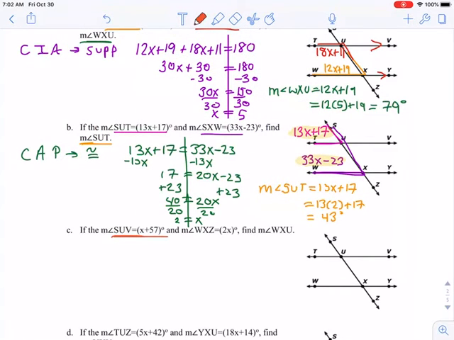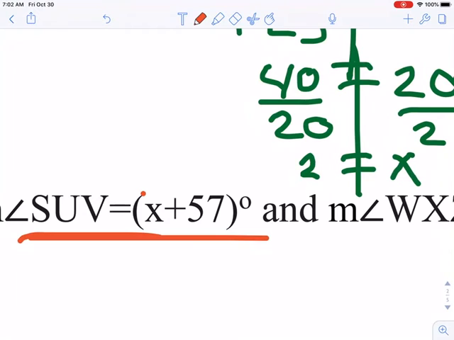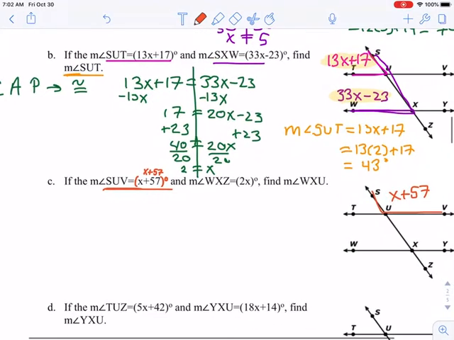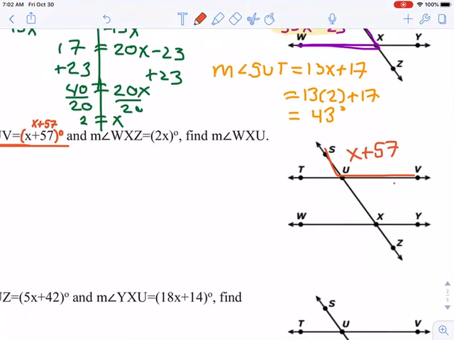SUV is this angle right here, x plus 57 degrees. Also, something I want to mention is sometimes people get confused by these parentheses. What does it mean? It's just saying it's a degree because technically it's an angle measure. What we really need to focus on is what's inside the parentheses, the x plus 57. Sometimes people like to write this because technically it's an angle measure and the algebraic expression should be in degrees.